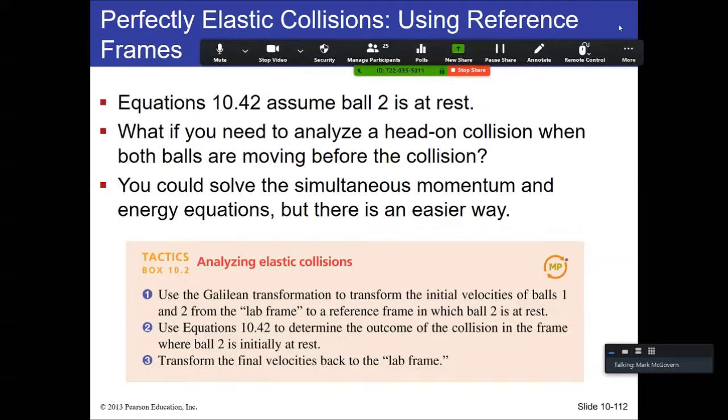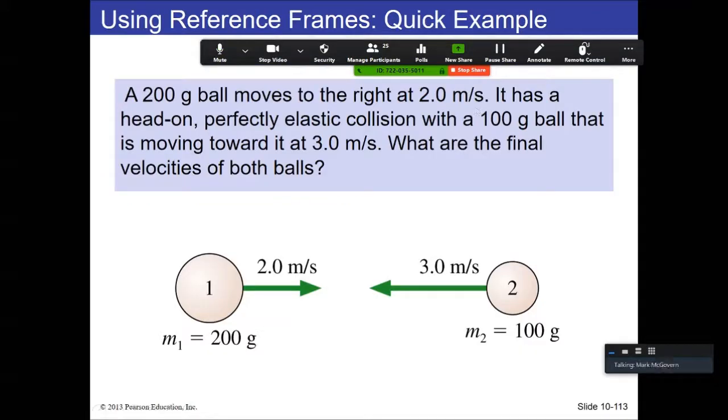All right. What if ball 2 is not at rest? Well, you might remember back in chapter 3, I spent half the lecture discussing reference frames. If both of your balls move, you can simply put yourself into the reference frame of ball 2, and then boom, magically ball 2's at rest. Now that's going to mean you have to alter the velocity of 1. Do I have a picture of that? Yeah, here we go.